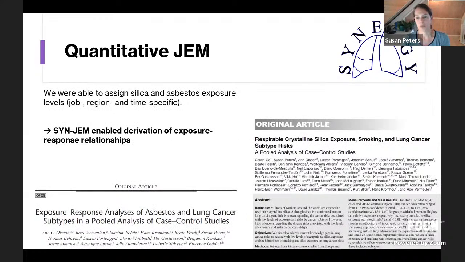So with all this data, these are two examples for asbestos and silica papers where we have applied this SynGem, and where you can actually derive exposure response relationships for these types of exposure. And a gem could be applied to this large number of cases, which you actually need to study, for example, subtypes of lung cancer. If you had to do that with expert assessments, that would have taken much more time, and especially if you want to do that for more exposures.